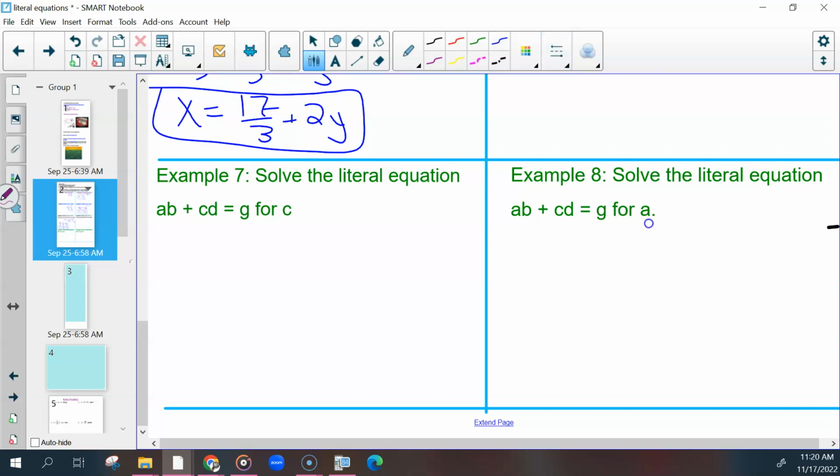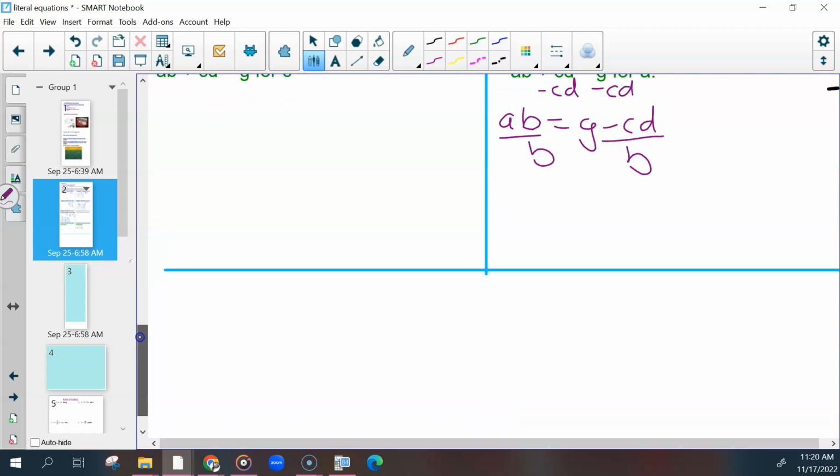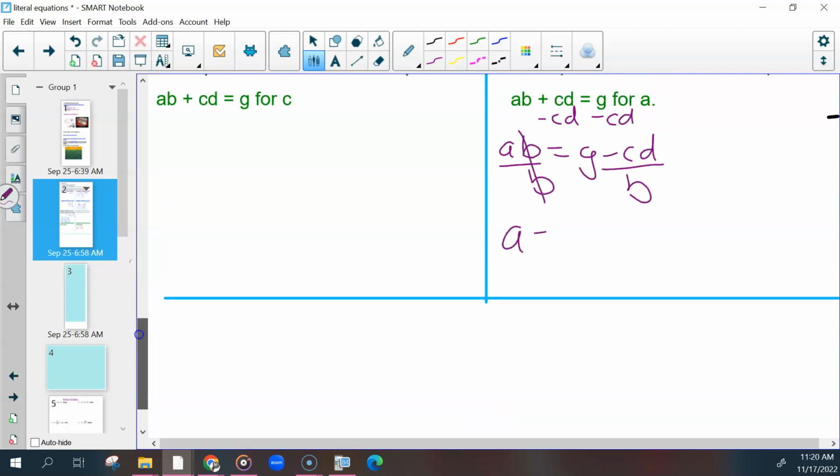So we're solving for A. We've got to get rid of the CD term, so subtract that to the other side. Again, these are not like terms. We cannot combine them, so we're really just moving it over to the other side. And then to get A by itself, Lily? Divide by B. So we would do that to everything here, because nothing is a B, so nothing would cancel or simplify. So A equals G minus CD all over D.